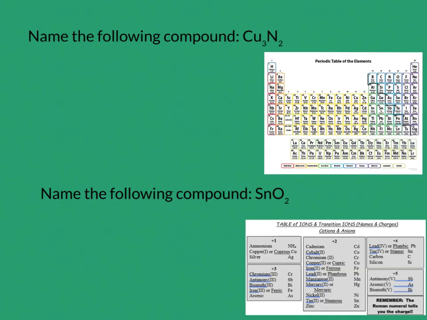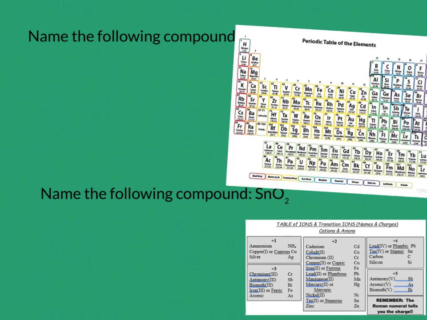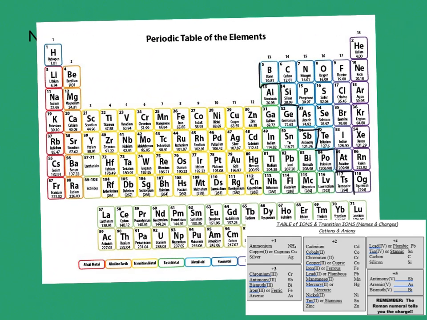Okay, so we're going to investigate this a little more. Copy down these two questions, and then we'll go into them in more detail. Got them? Great. So we're going to start by looking at this compound up here, which is Cu3N2. When we look at the periodic table, you'll notice that copper is number 29 here, which is in the transition metals. Remember, the transition metals are found here.